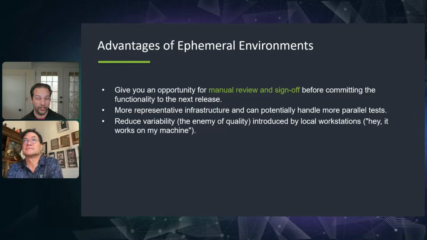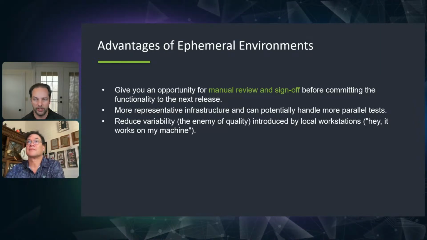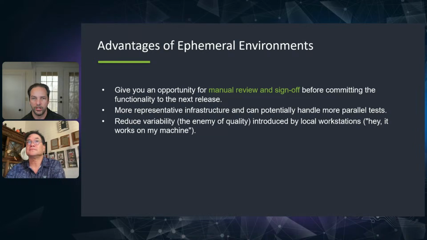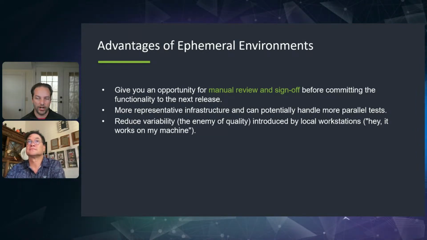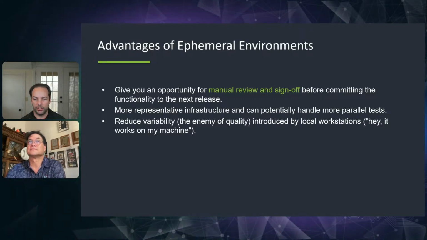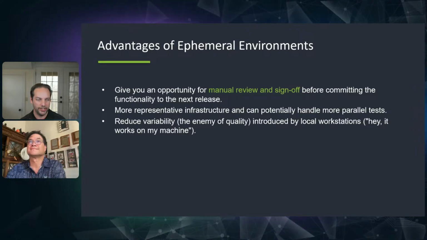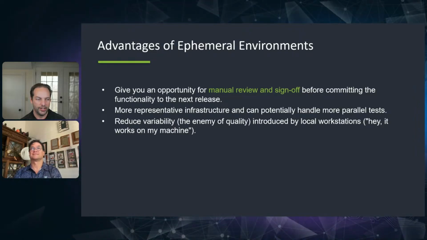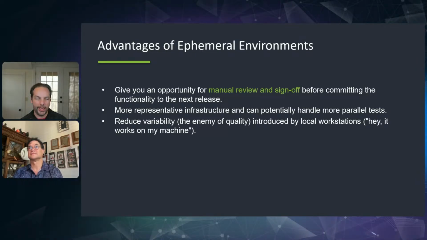but you can actually deploy to a testing grid and then have an ephemeral environment do that if it's representative of your infrastructure. You're also going to catch more issues that way because you have an environment that's closer to what your production environment looks like. And it reduces the variability, which anyone who's been around the Six Sigma world or any type of process improvements or manufacturing knows that variability is the enemy of quality. And your local workstation is a source of variability.